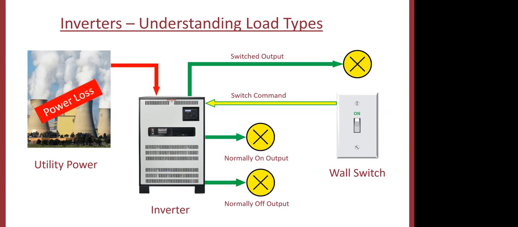When there's a power loss, though, something happens. The normally off output will come on, the normally on output would stay on, and the switched output would also stay on even if the switch is in the off position. In other words, when there's a power loss, all output types on an inverter would be in the on state.